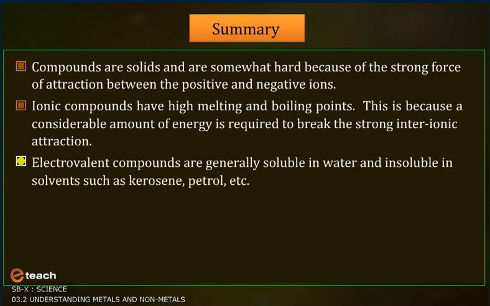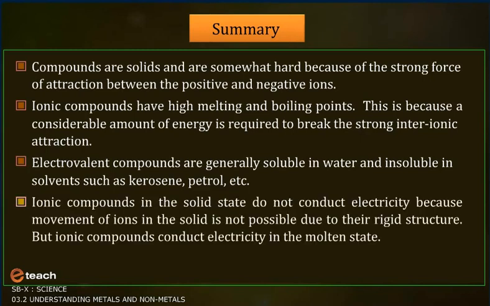Electrovalent compounds are generally soluble in water and insoluble in solvents such as kerosene, petrol, etc. Ionic compounds in the solid state do not conduct electricity because movement of ions in the solid is not possible due to the rigid structure. But ionic compounds conduct electricity in the molten state.